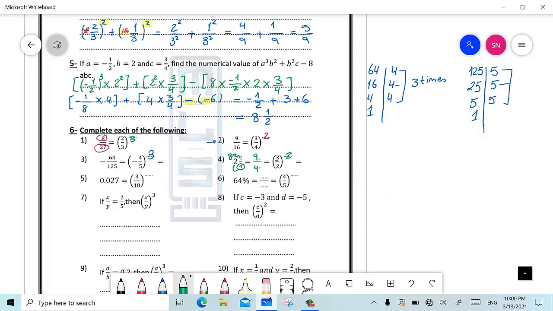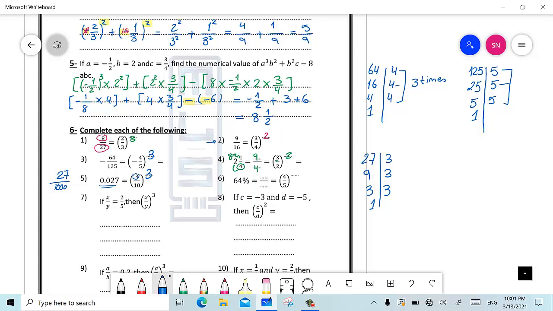0.027 is equal to 3 over 10 to the power of what? First of all, I'm going to change this to be a fraction. So it is equal to 27 over 1000. Now, how many times can I find 3 inside of the 27? So 27 divided by 3 is equal to 9. Divide by 3, this is equal to 3. Divide by 3, this is equal to 1. So it's repeated 3 times. So it is to the power of 3.